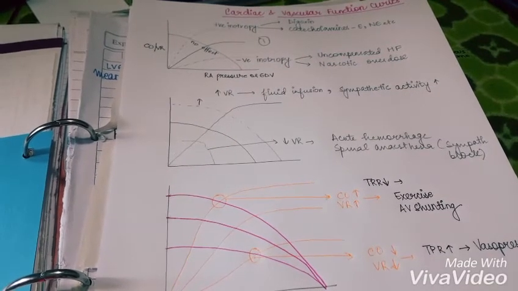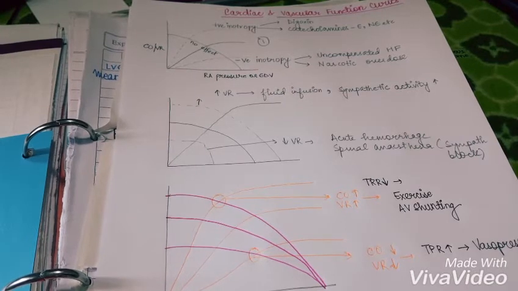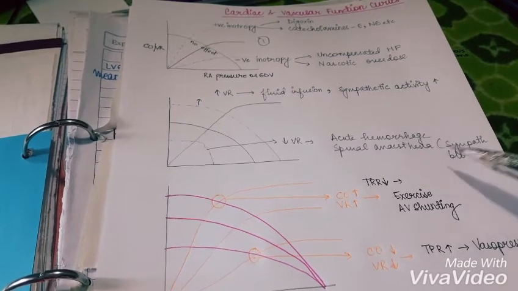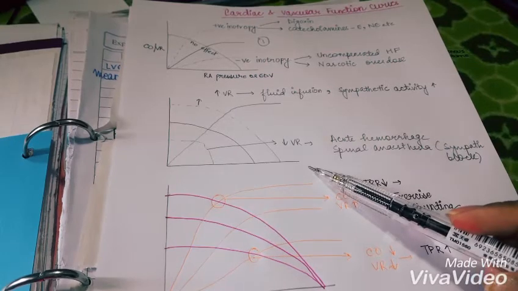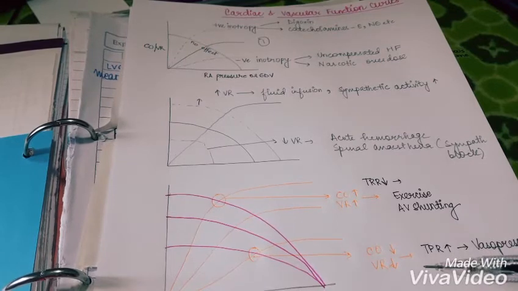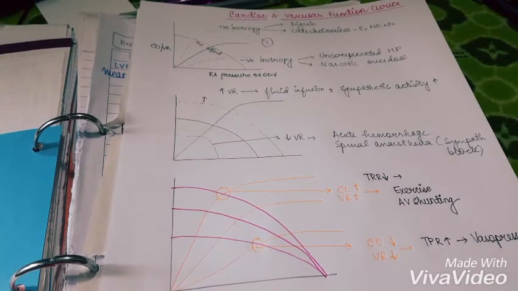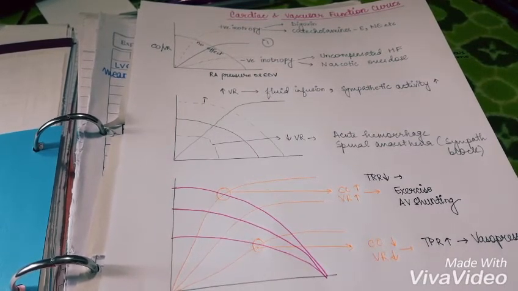And in cases of acute hemorrhage or hemorrhagic shock, the volume loss will be there, so the venous return to the heart will decrease. In case of spinal anesthesia, there is a sympathetic block, so the venous return to the heart will subsequently decrease. Now comes the third scenario. In this case, both the cardiac and the vascular function curves will be affected, and this is a case where the arterioles will be affected.